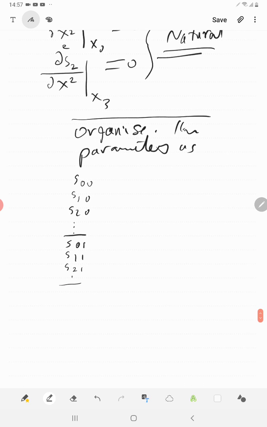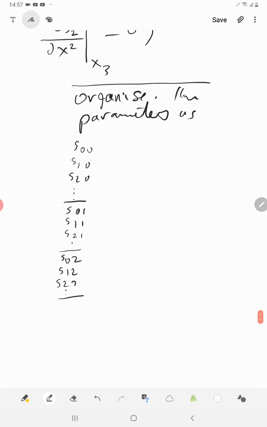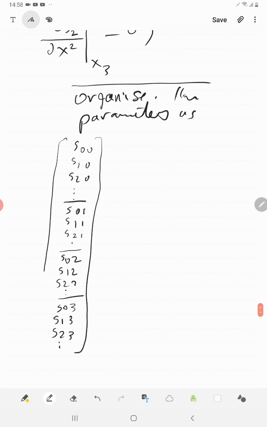And then S02, S12, S22, and so on. And finally, S03, S13, S23, and so on. Okay? We define these as coefficients S. Okay? These are coefficients.